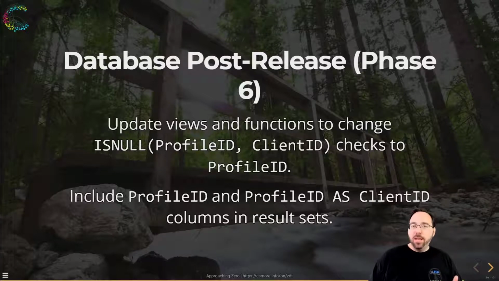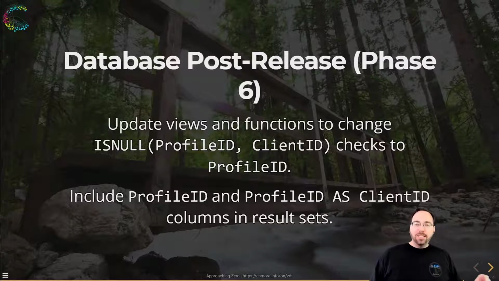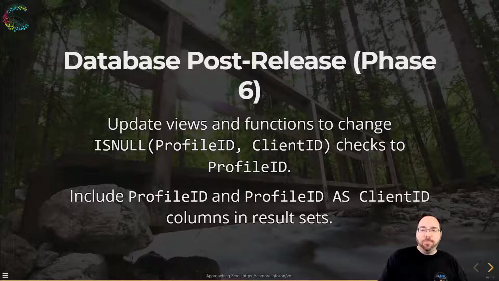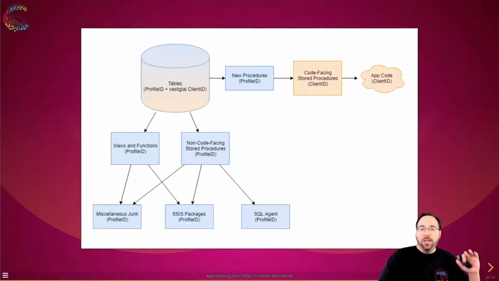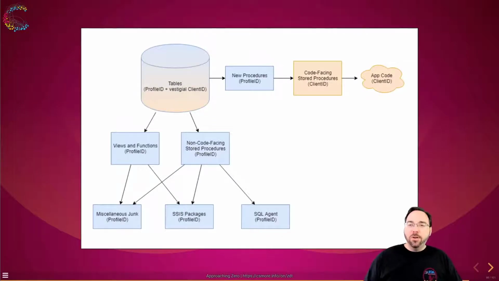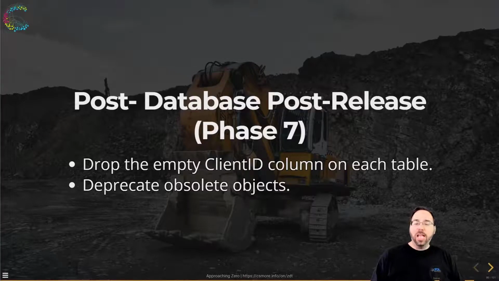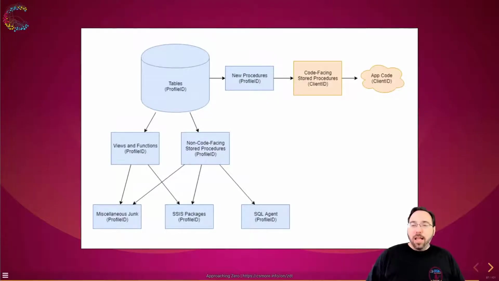Now, here's one little tricky bit. We did have to say profile ID as client ID because there were still cases where you're querying that view and some code was looking for client ID. Just to make sure we don't break that code, we're going to return client ID, except that it's really profile ID. And at that point, all of that bottom is blue. So we can get rid of client ID, drop that column, deprecate any stored procedures that are no longer in use. And we have a lot of blue.